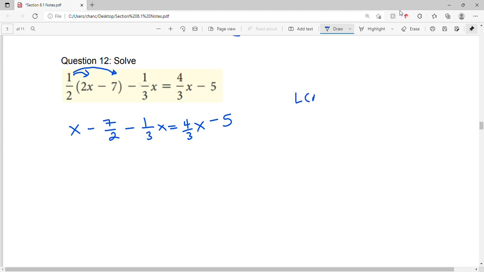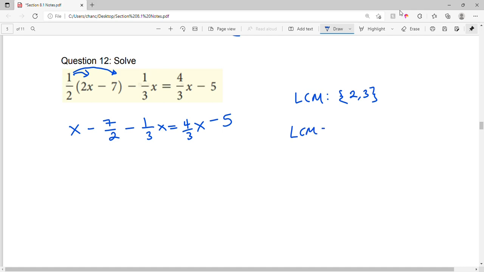Now we can look for the LCM. I want to find the LCM of the denominators. In this case, we have a 2 and a 3. And we have another 3. But since it's the same number, we don't need to add any more numbers here in our LCM.